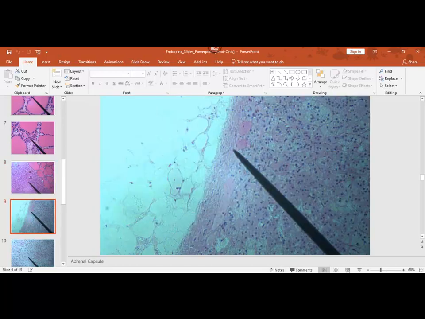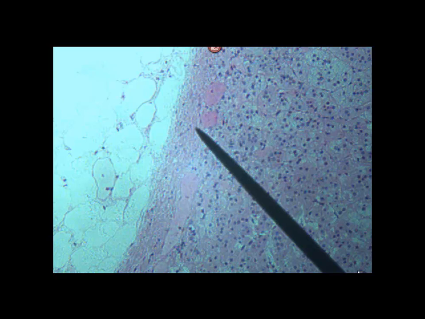Now look, this is before we had the little scanning red objective. This is a slide of an adrenal gland. This outside layer here would be the capsule. And then this all underneath is called the adrenal cortex.